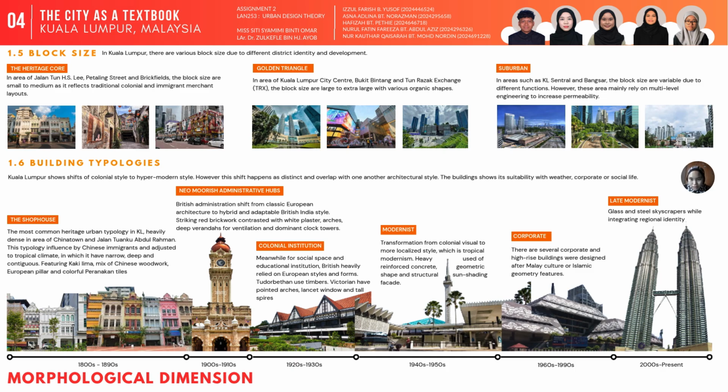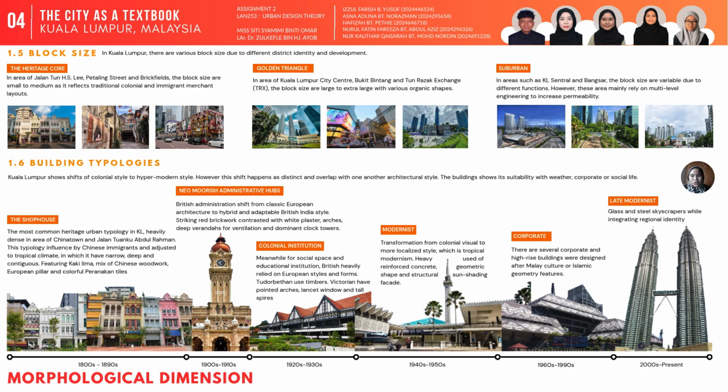There are several images that we can see. The first one is Jalan Tun HS Lee, which has colonial features, and then Petaling Street has a bit of Chinese integration, and the last one is Brickfields, which is most commonly known as Little India. So the last one is the building typologies.